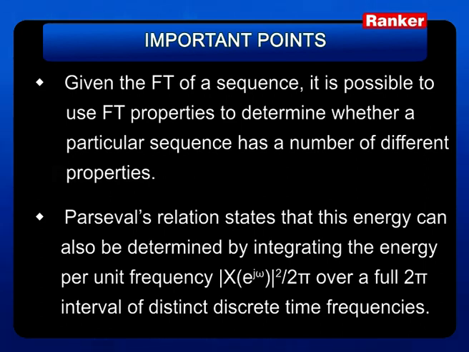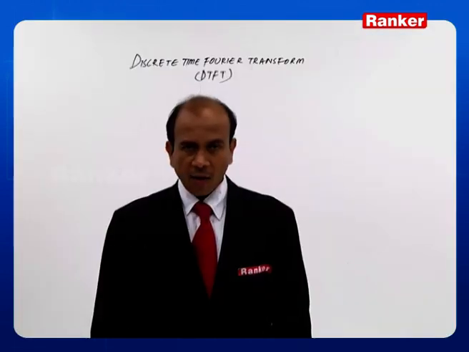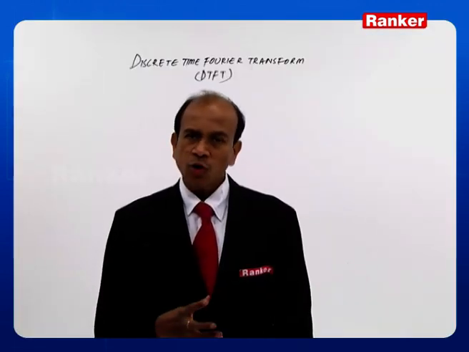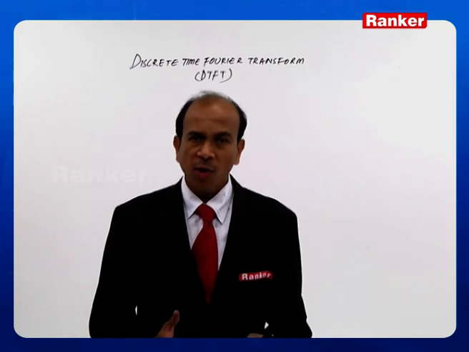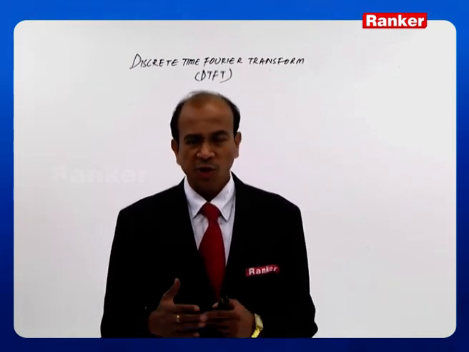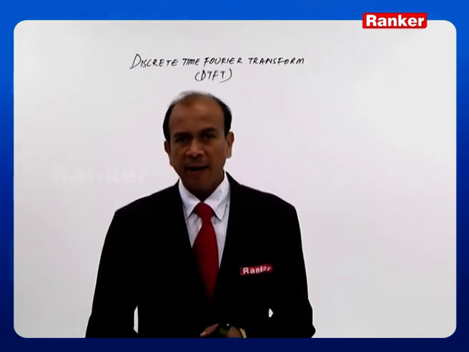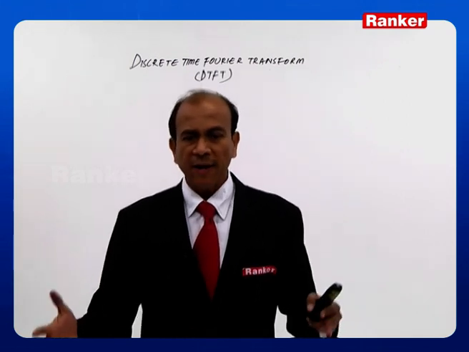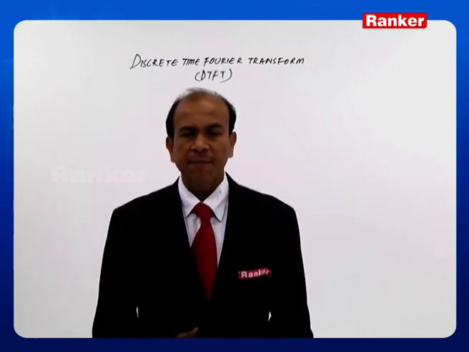So what does it say? It says that Parseval's relation states that this energy can also be determined by integrating the energy per unit frequency. For us, the period is 2π. So |X(e^{jω})|² gives us the energy spectral density, when I calculate per 2π over a full 2π interval of distinct discrete time frequencies.